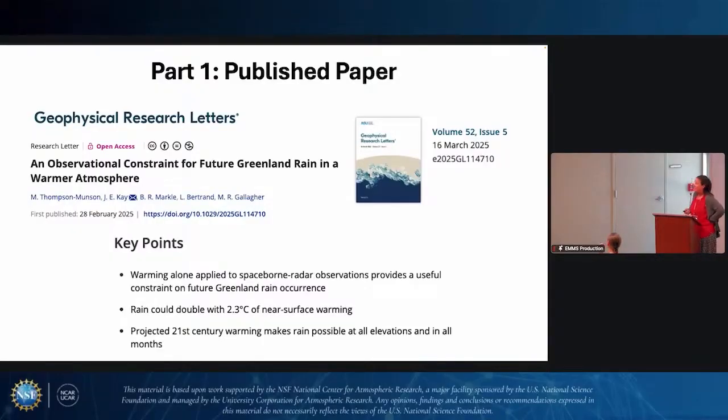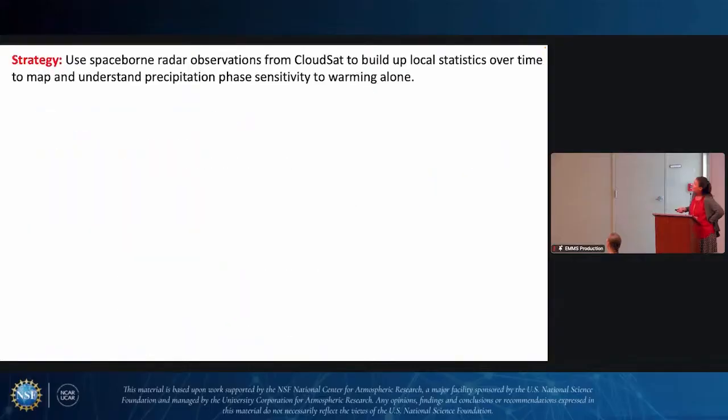But this observational data set that we're working with is actually a satellite. It's a spaceborne radar that makes measurements over most of the ice sheet. So we can really start to constrain where and when we might start to see more rain. So here's the strategy. These spaceborne radar observations are from CloudSat. We build up local statistics over time to map and understand the sensitivity of going from snow to rain.